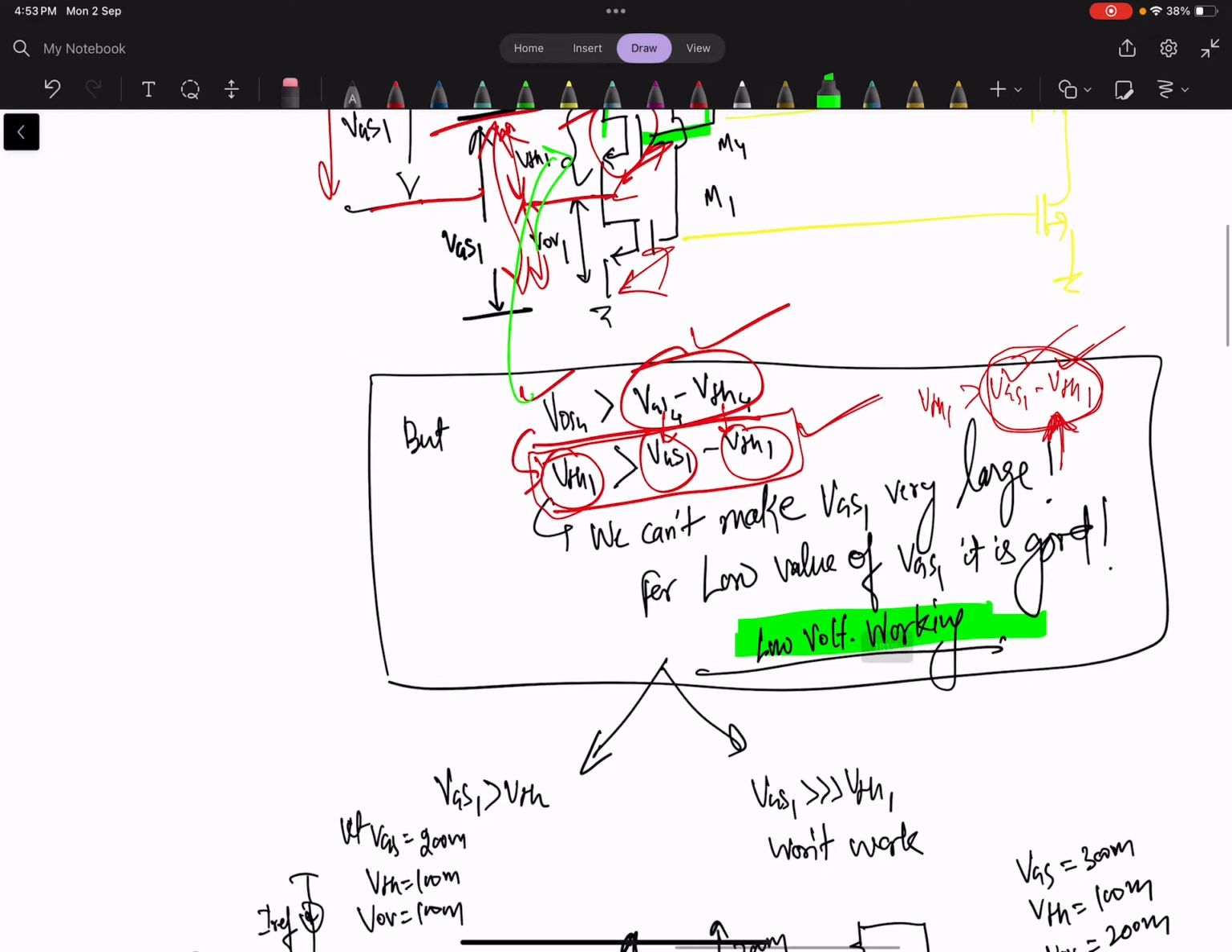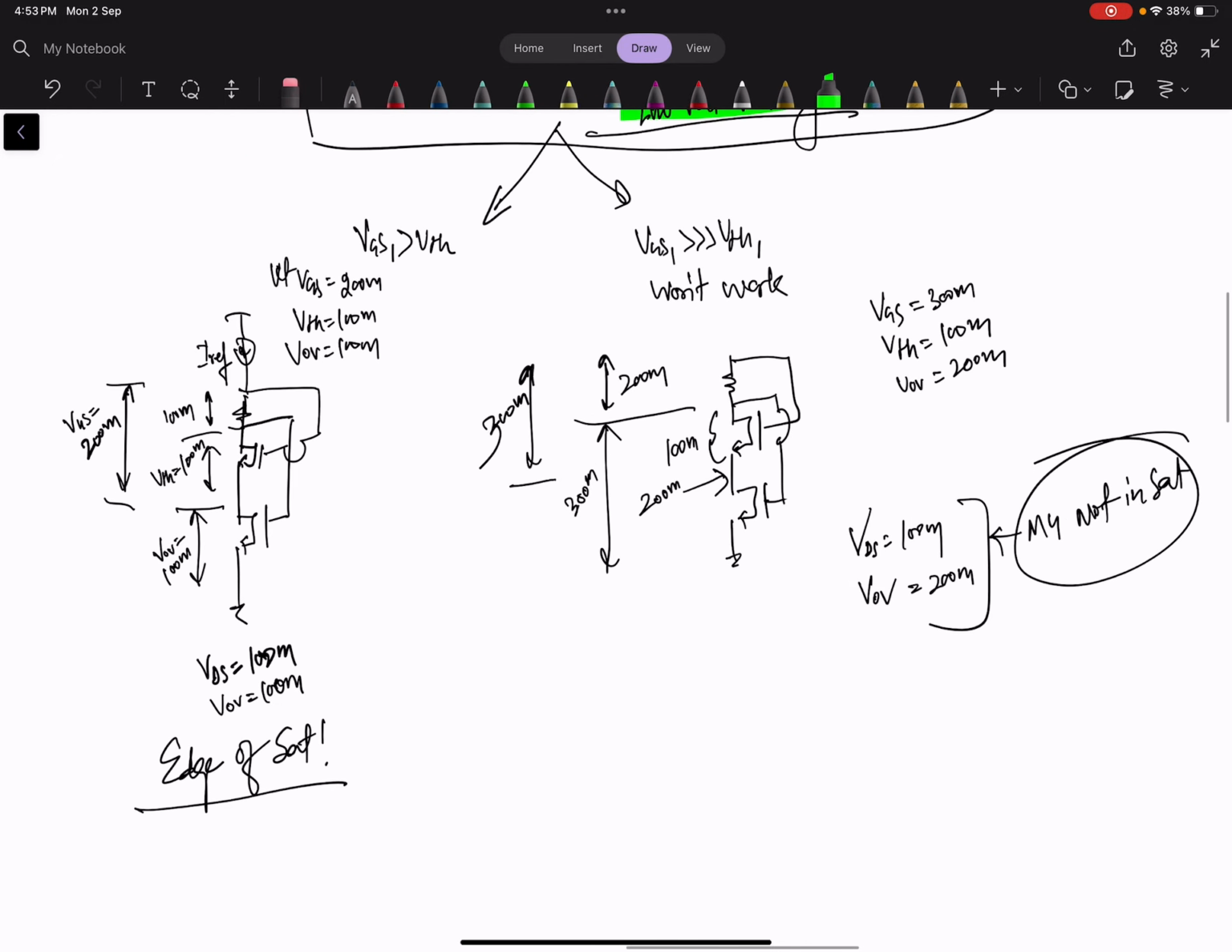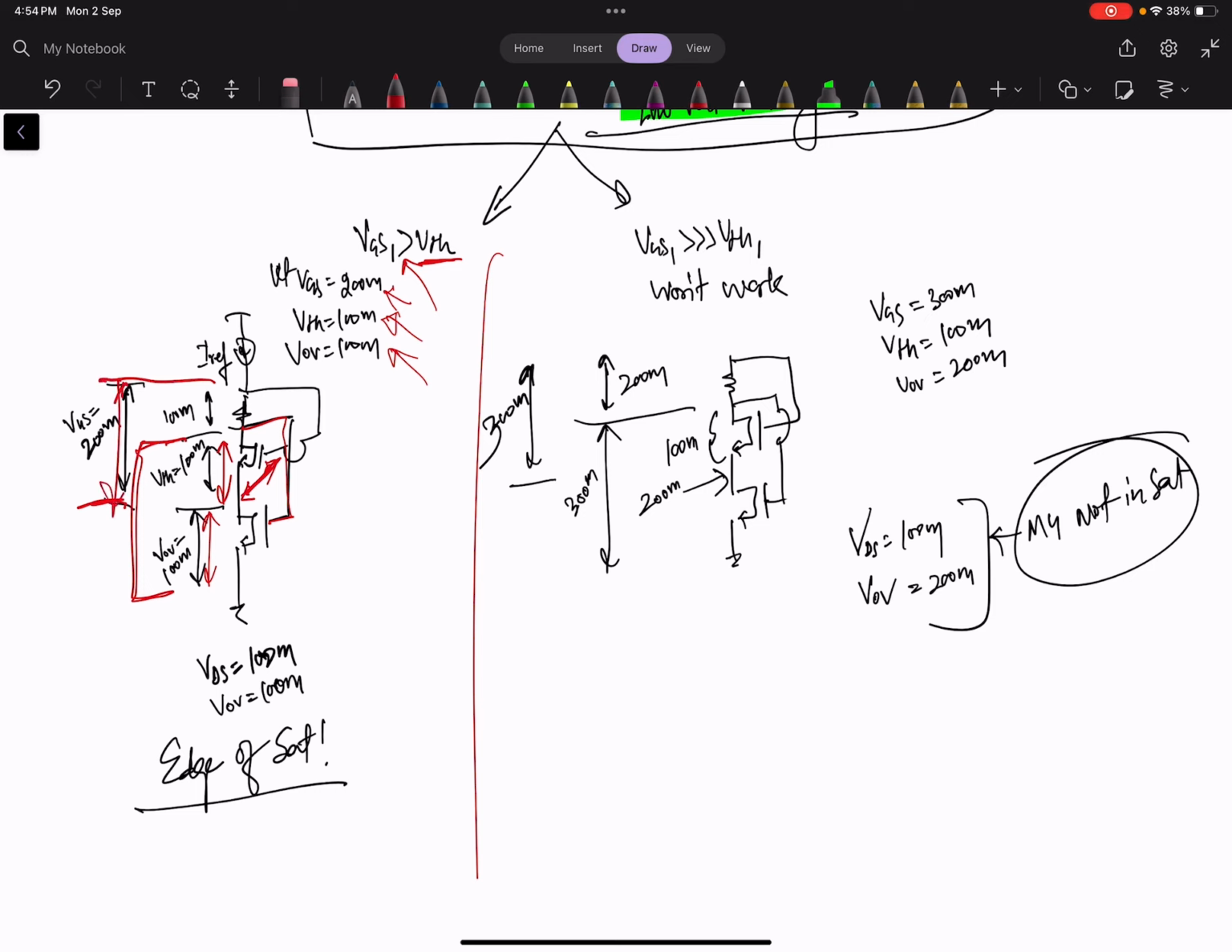Okay, so let's see. If you can see here, there are two cases. One case is when VGS is near to the VTH. Let's say VGS is 200, VTH is 100, VOV is 100. Then if you see here, this is connected to here, so this voltage is total 200, this is 100, this will be 100. Okay, and this voltage is also 200, so from here to here is 200, this is 100, then this will be 100.